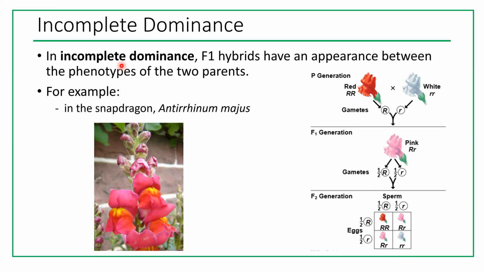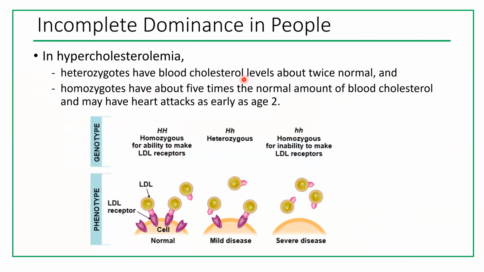So that's what incomplete dominance is. F1 hybrid has an appearance between the phenotypes of the two parents, right? So it's in between. Here's the example of incomplete dominance in people. Hypercholesterolemia. Hyper means high, cholesterol means cholesterol level, and emia means in blood.